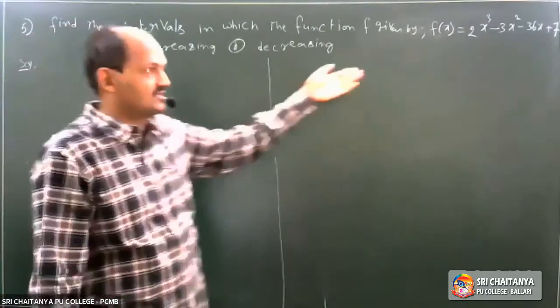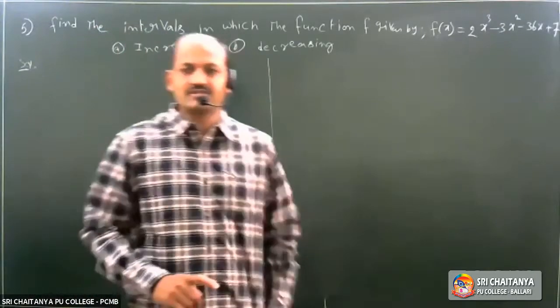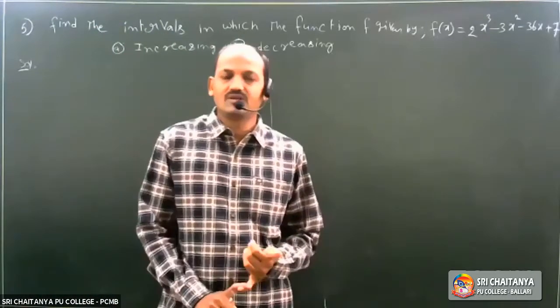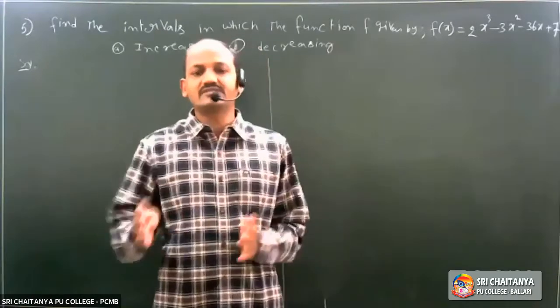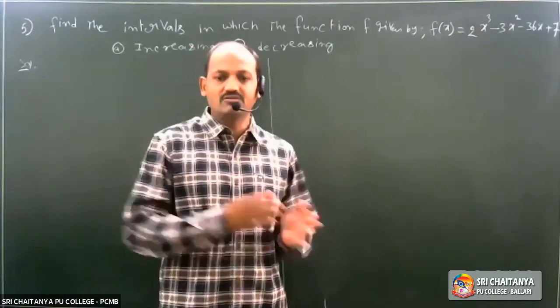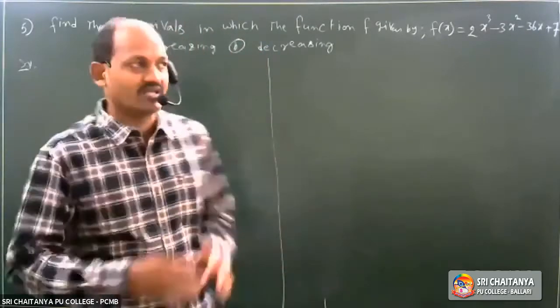So first, for the given function, find the derivative. Let first derivative be equal to 0. Then we get x values. Then identify in which intervals the first derivative is positive and in which intervals it is negative.